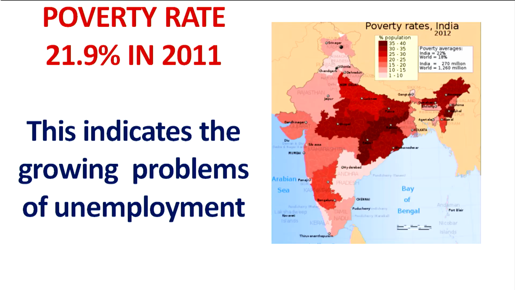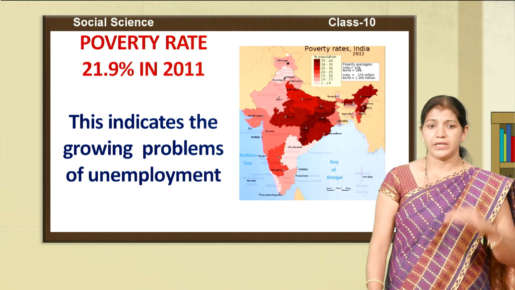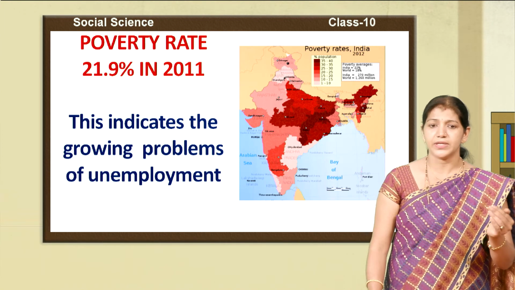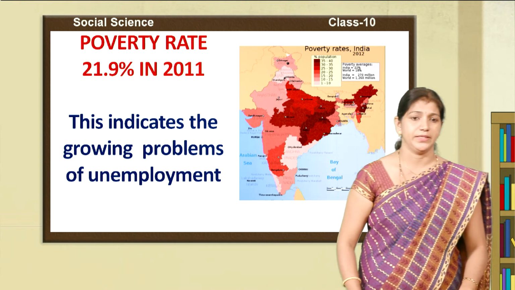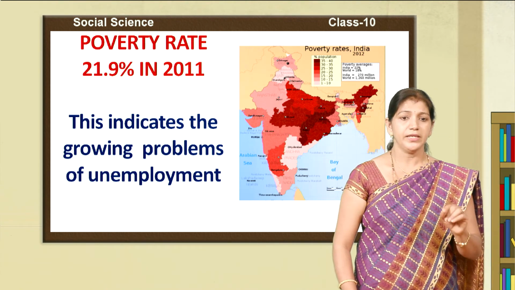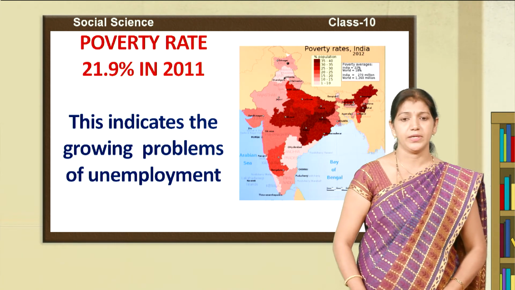According to the 2011 census, the poverty rate of India is 21.9%. What is it indicating? When unemployment is increasing in our country, automatically the poverty rate should be increasing. This rate indicates the growing population of unemployed people in our country.